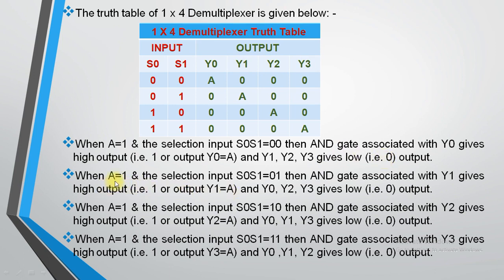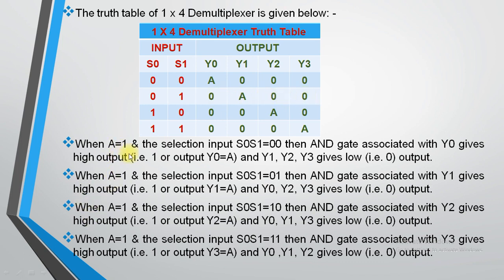Similarly, again, if the value of variable A equals 1 and the selection lines S0 and S1 equal 0 and 1, in those cases the AND gate associated with the variable Y1 is responsible for producing high output, which can be written as 1, or output Y1 equals A. That means the remaining variables, so don't consider Y1 over here, Y0, Y2 and Y3, all three variables contain low output, that means 0.